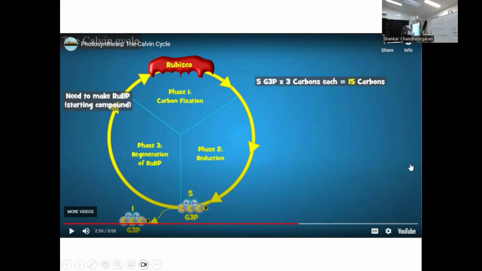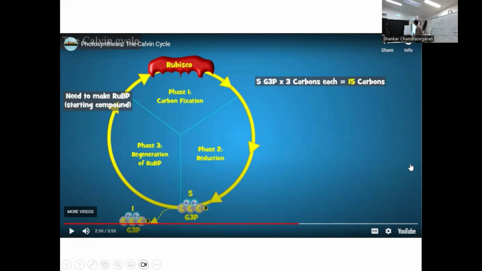So here we need 6 G3Ps in total for the cycle to continue, where 5 will be sent through and 1 will be accumulated here. But even here, 2 need to accumulate before it can be converted into glucose. So overall, this cycle repeats itself over and over a lot just to generate enough to make glucose. Any questions so far? All right.